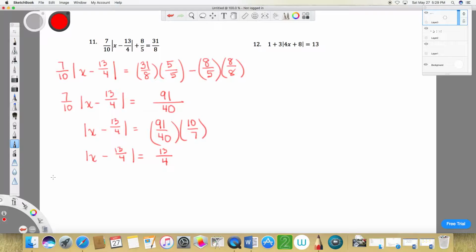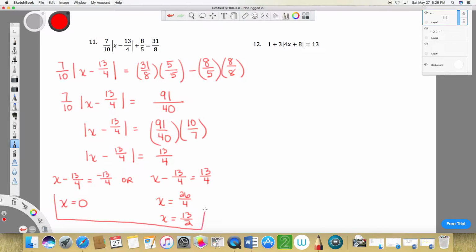So this splits into two equations. This expression is either equal to negative 13 over 4 or positive 13 over 4. Over here, x is 0. And here, if we add the 13 over 4 to each side, which reduces to 13 over 2. So here's our two solutions.